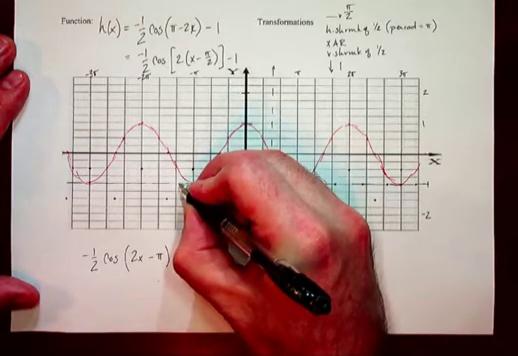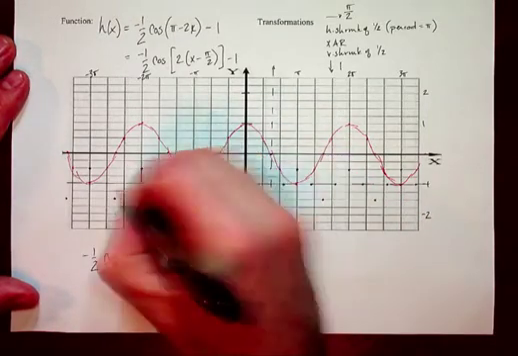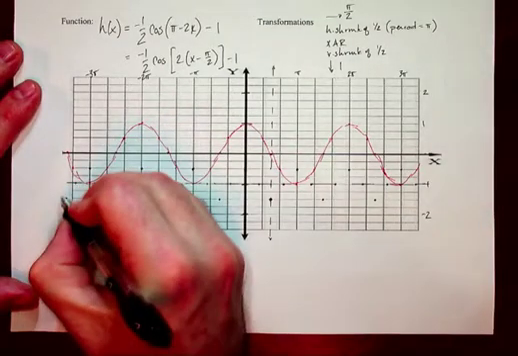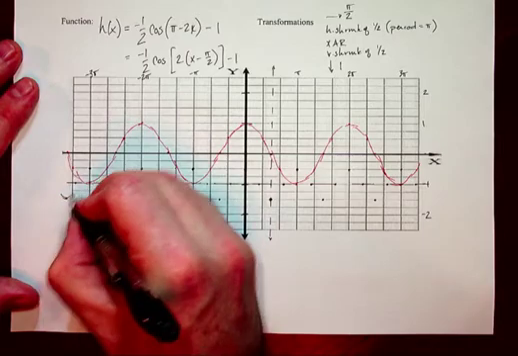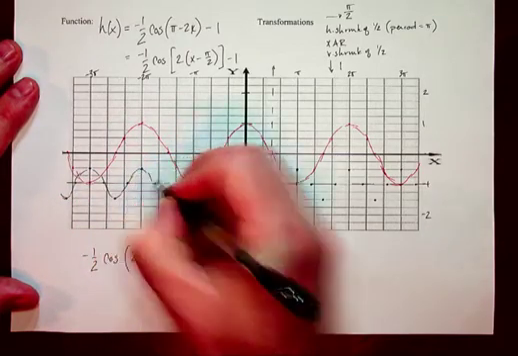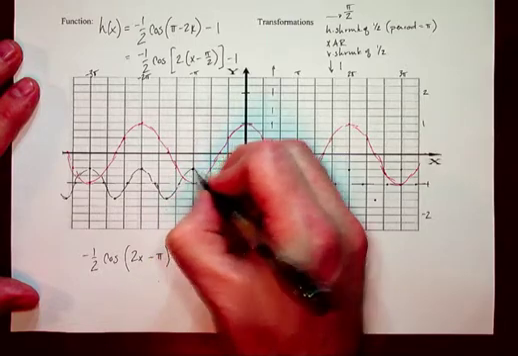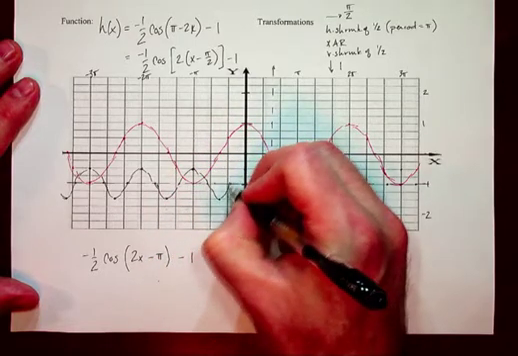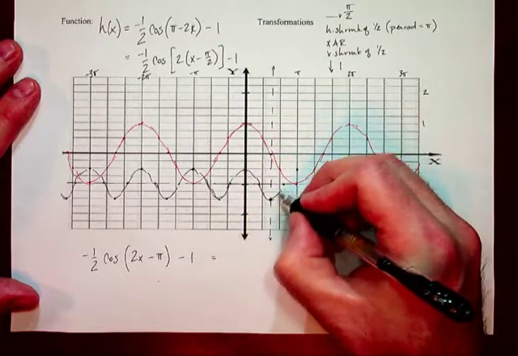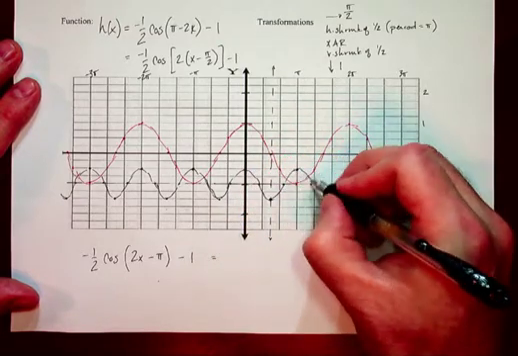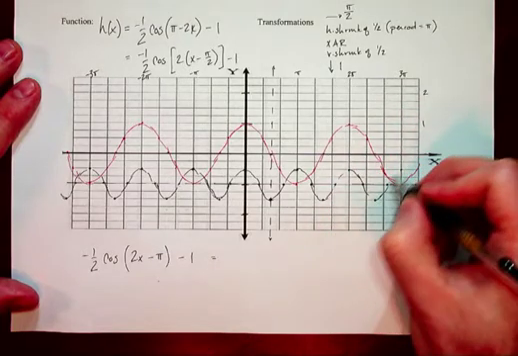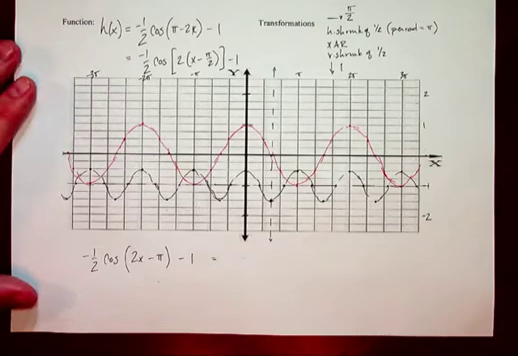And we get those points of intersection like that. And our graph looks something like this. Okay, there is our transformed graph.